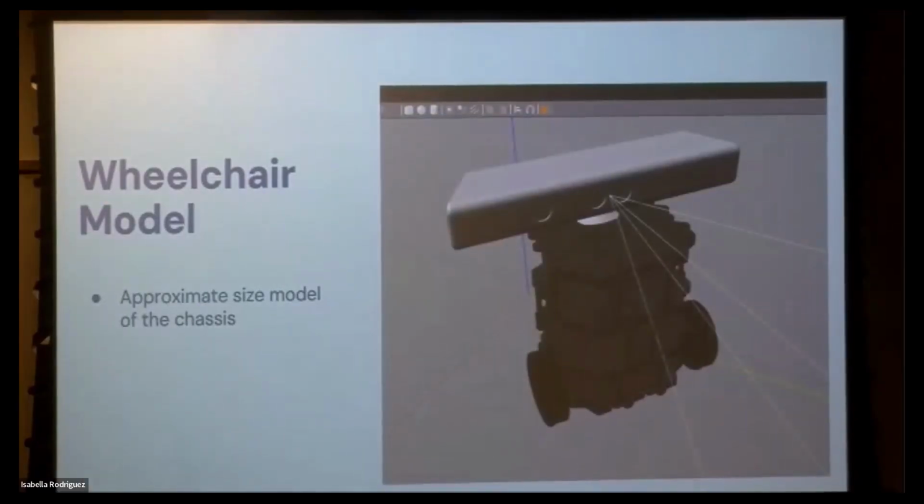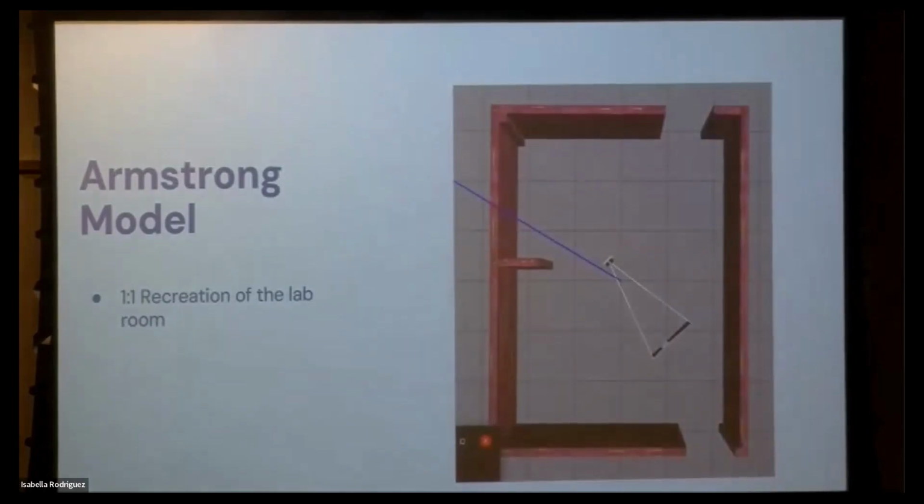We started by making a little model of our wheelchair, approximate size, and then we paired that with a model of the lab that we were working in. That way we could simulate the robot in that environment, and when we do the same thing in real life, we should get a similar result.